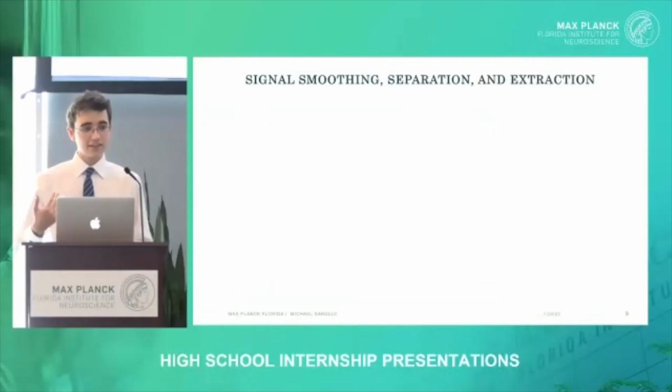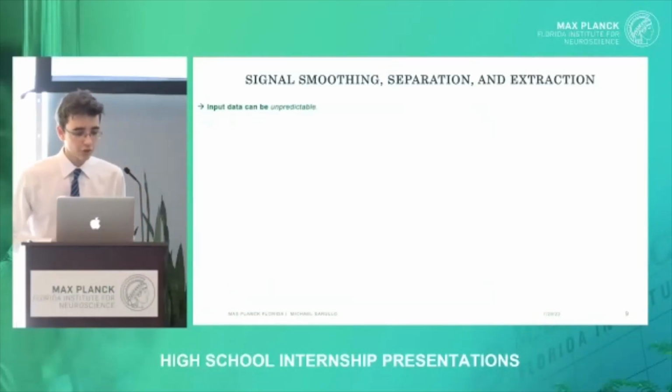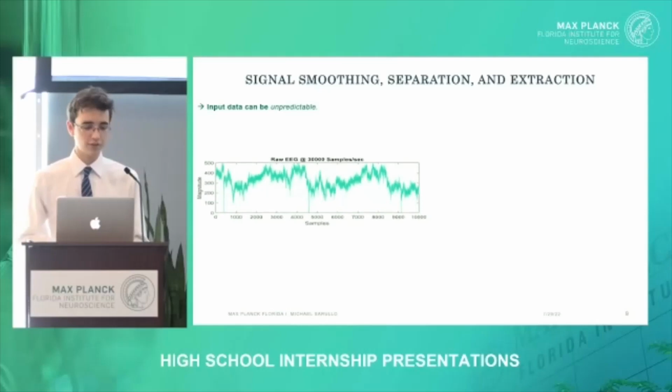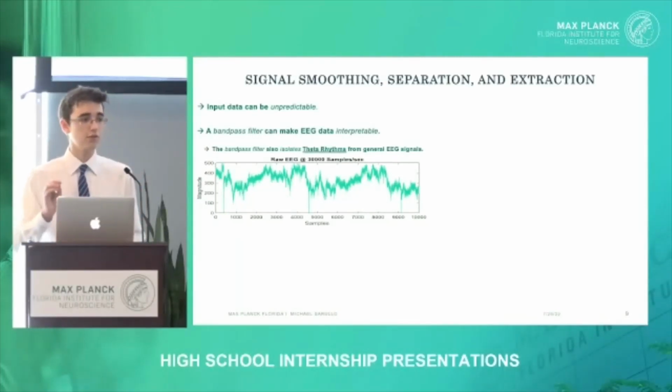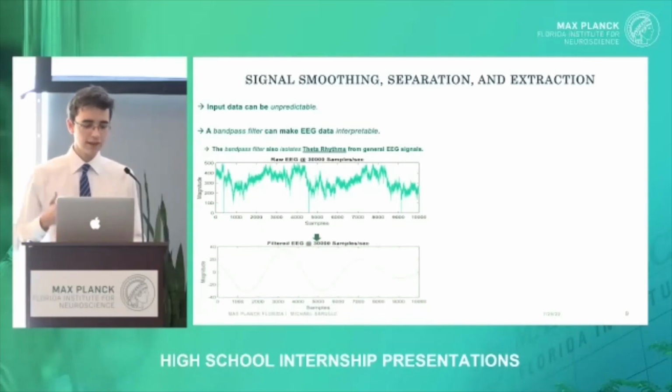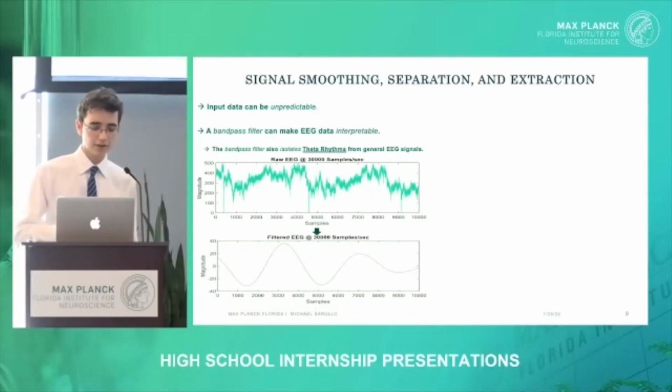So now let's get into how we actually process this data. First, input data can be very unpredictable, as shown in this snippet of raw EEG data. As you can see, there are lots of different spikes and random oscillations that make it very, very hard to interpret. Now, how do we solve this? A bandpass filter can make it interpretable and also isolate only theta rhythms, or rhythms of just 6 to 10 hertz, from the general signal. This is comparable to having an orchestra and only wanting to isolate violins from that orchestra. And this is the result. Once we use our bandpass filter, we get a wave that is very smooth and almost looks like a sinusoid that is within 6 to 10 hertz.